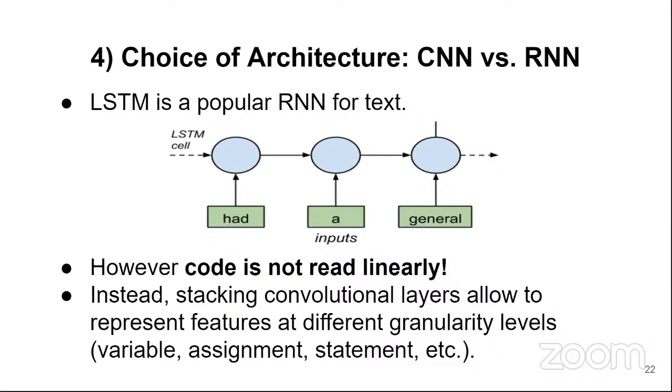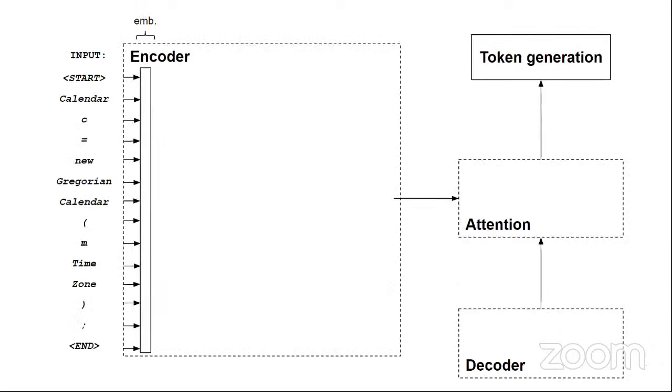This is better represented, we found, by stacking convolutional layers of different kernel sizes. So I'm going to show an example. This is an overview of our approach. For simplification, I only present one encoder, but remember that our approach contains two different encoders. We have the input on the left as the encoder, and then we have a decoder, an attention mechanism, and the token generation that I won't describe here for simplicity. So here I will focus on the encoder to explain at a high level why CNN layers are better in this case than RNN layers.